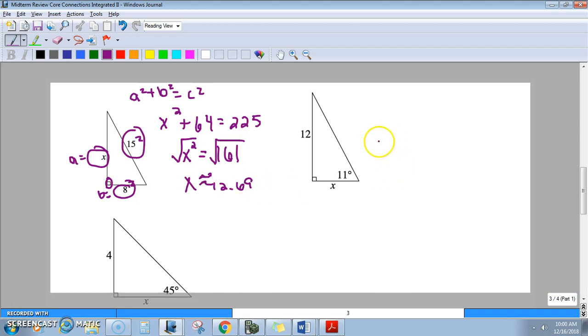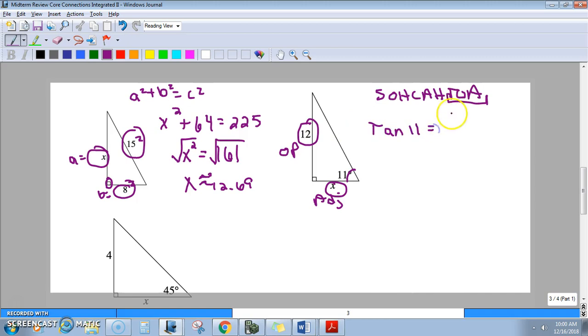Okay, now this second one, this is our angle, and we have the rise and the run. So we have the opposite and we have the adjacent. Remember, the rise is the opposite, the run is the adjacent. So this is tangent from our SOHCAHTOA. This is our TOA. We have the opposite and the adjacent. So we have the tangent of 11 is equal to 12 over x.